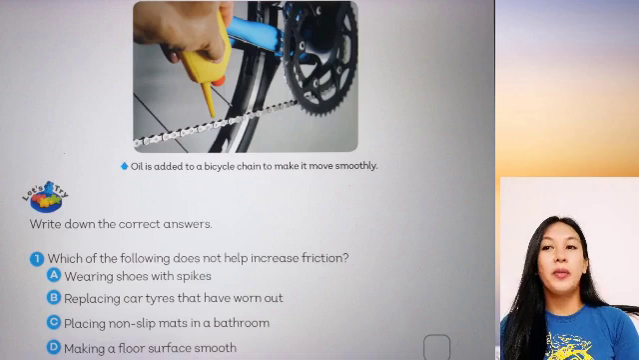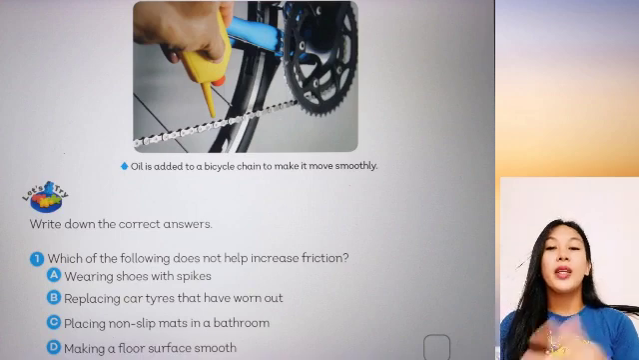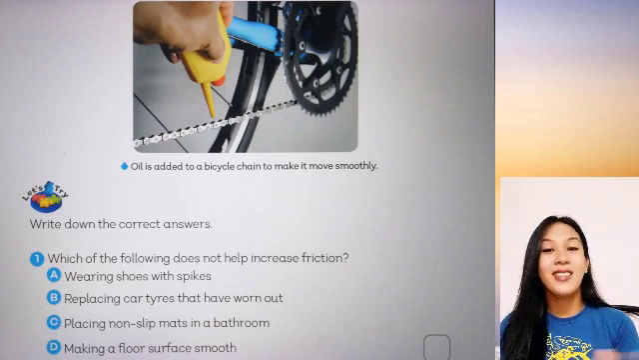So we have a question following up. Which of the following does not help to increase friction? Letter A, wearing shoes with spikes. Letter B, replacing car tires that have worn out. Letter C, placing non-slip mats in a bathroom. Or letter D, making a floor surface smooth. I will give you a few seconds and then you can tell me your answer.